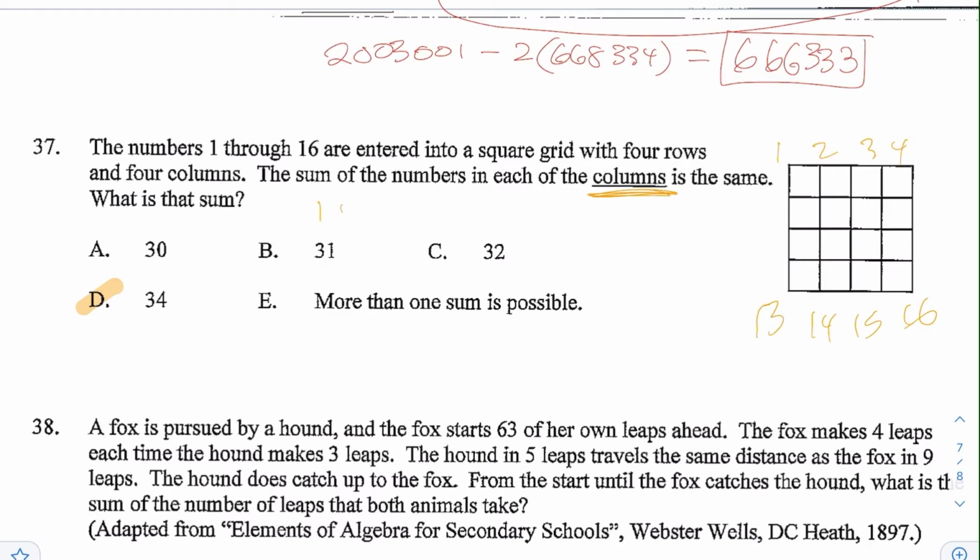So if you add all the numbers from 1 plus 2 plus 3, all the way down to 14 plus 15 plus 16, if you have the total here, you can just divide that by 4 because the sums have to be the same. So here you've paired them up. You have 8 pairs of 17. So 17 times 8 is 136, and you could just do 136 divided by 4. And when you do 136 divided by 4, you have 34. So that's choice D.